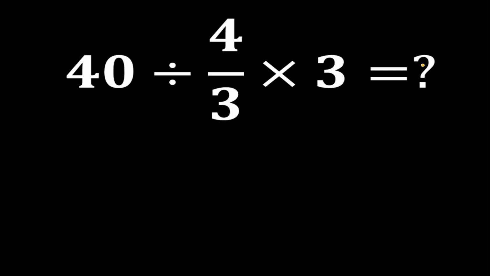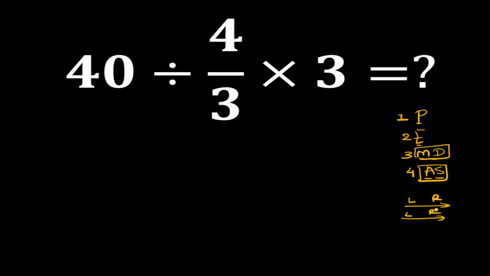Okay, PEMDAS. P-E-M-D-A-S. According to PEMDAS, first priority is parentheses, and second priority is exponents, and third priority is multiplication and division. Here multiplication and division both have equal priority, so we have to solve it from left to right. Fourth and last priority is addition and subtraction, and addition and subtraction also both have equal priority, so we have to solve it from left to right.